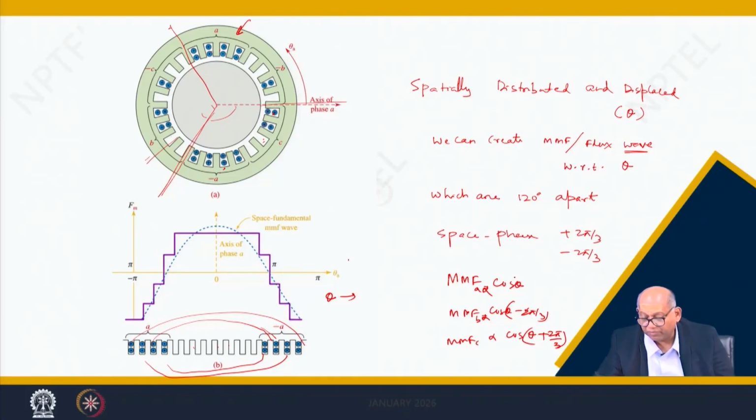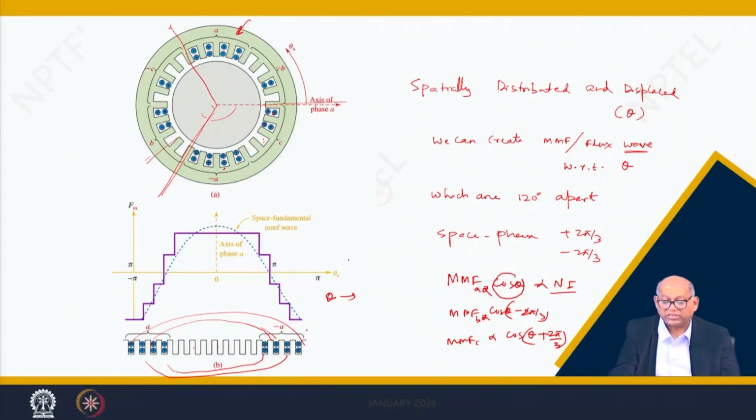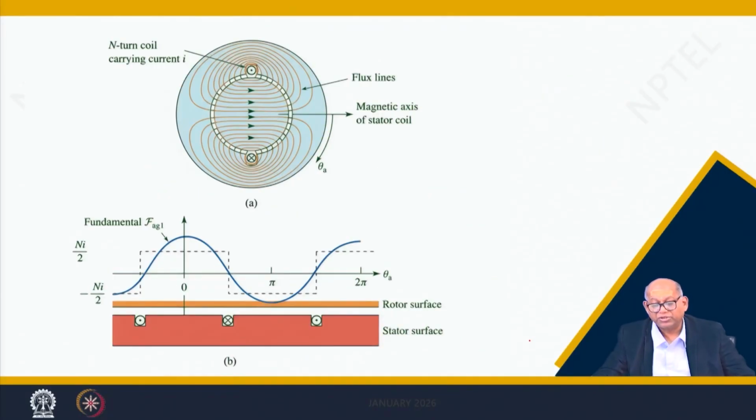So, this multiplied by a constant is proportional to number of turns and current. So, this is Ni cos theta minus twice pi by 3. That means, MMF is spatially distributed. This is the result of a distributed winding. So, let us now assume that this is a distributed winding.